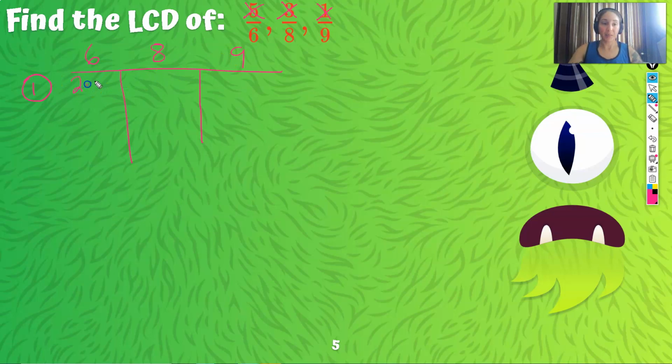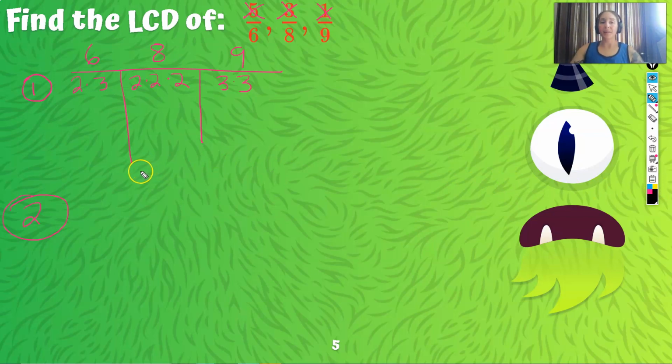6 is 2 times 3. 8 is 2 times 2 times 2. With bigger numbers, you may need a factor tree for this. 9 is 3 times 3. All right, so that was step 1. Step 2 was take every factor the most amount of times it occurs.